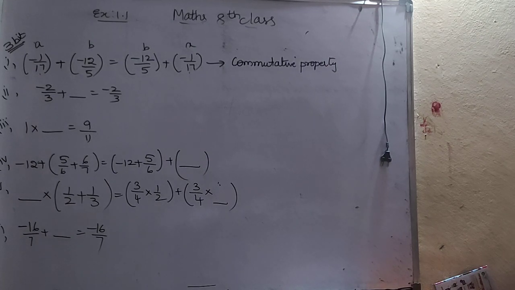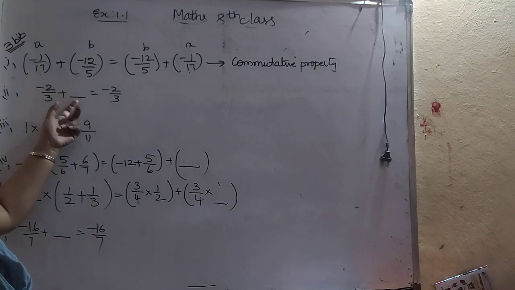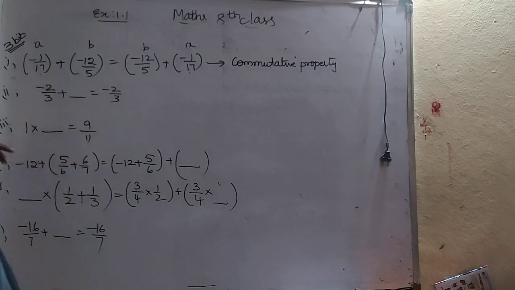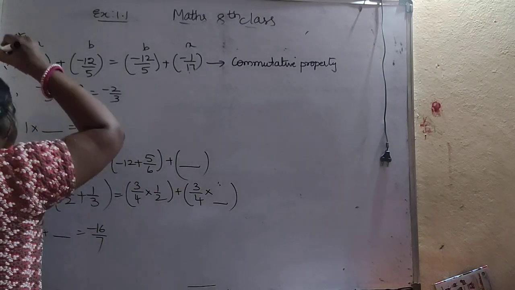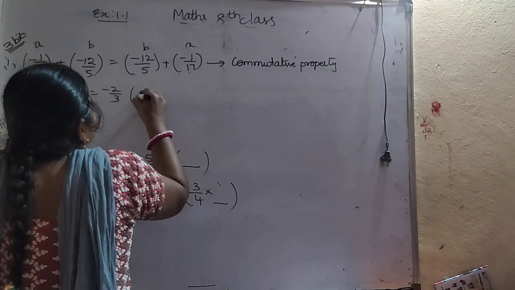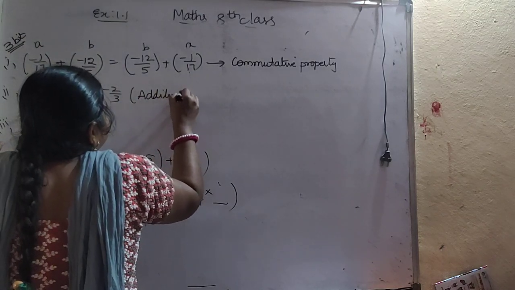Next, if you see the second one, minus 2 by 3 plus dash is equals to minus 2 by 3. So for any number, which number will you add to get the same result? That will be 0. So 0 we will call additive identity.